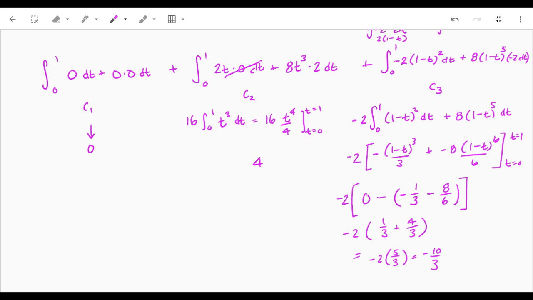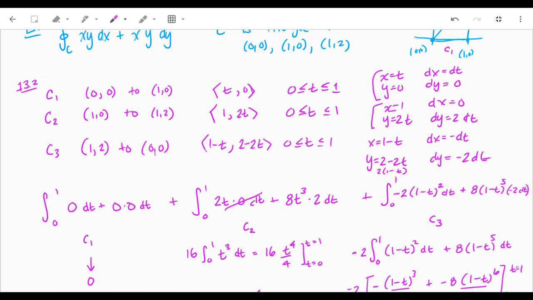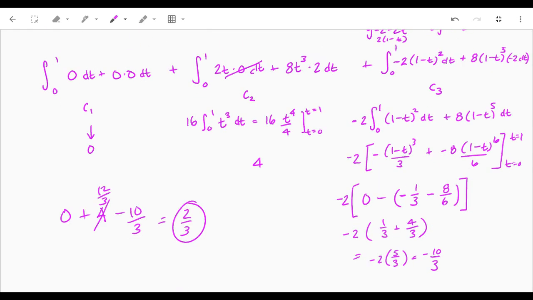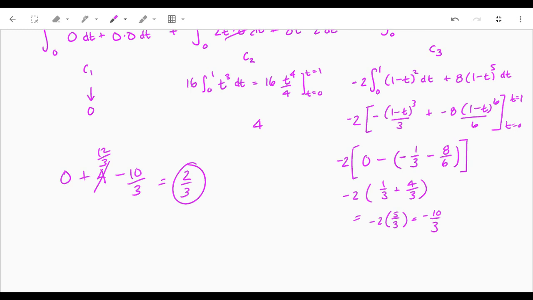Okay, so I have 0 plus 4 minus 10/3. 4 would be 12/3, so I get 2/3 as an answer. Okay, nothing about that was too difficult. Maybe a little tedious, but not too difficult, right? Okay, so now we're just going to do it with Green's theorem.